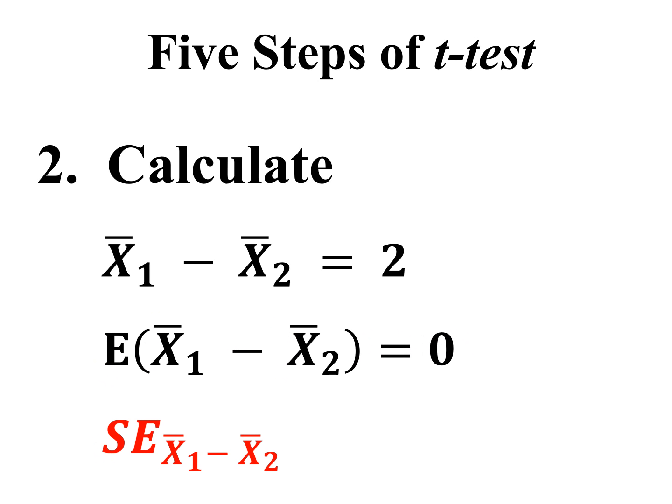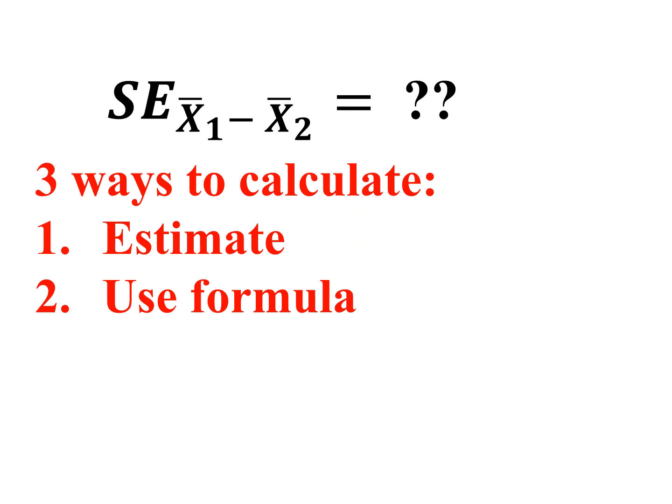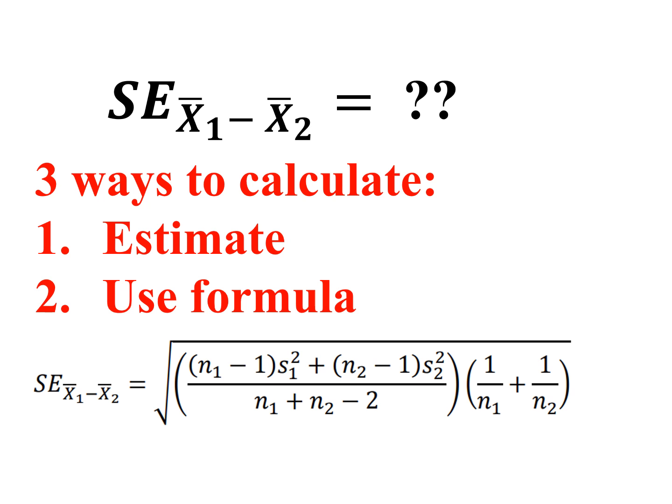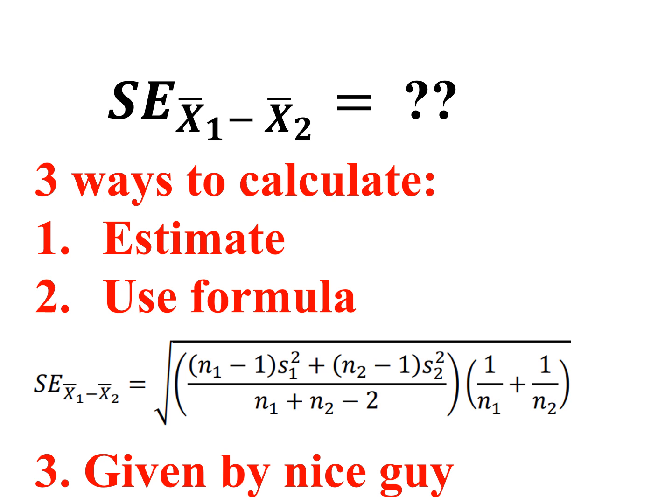So now we're ready to calculate this third number, the standard error of the sampling distribution of the difference. And there are three ways to calculate this number. The first one is that we can make an estimate of the standard error. The second is that we can use this formula to estimate the standard error. Or third, we can hope that some really nice person tells us the standard error.